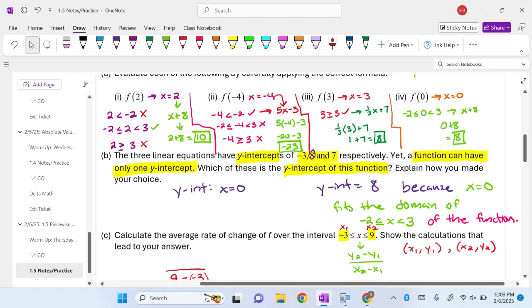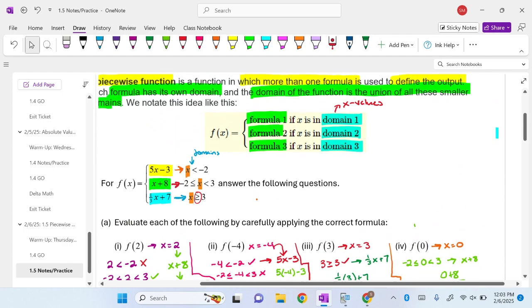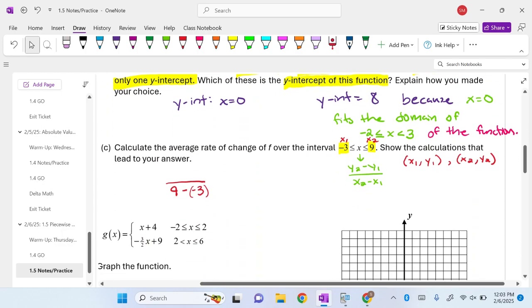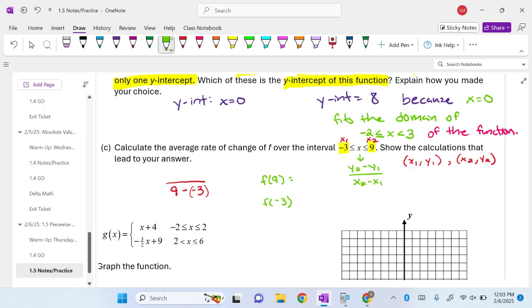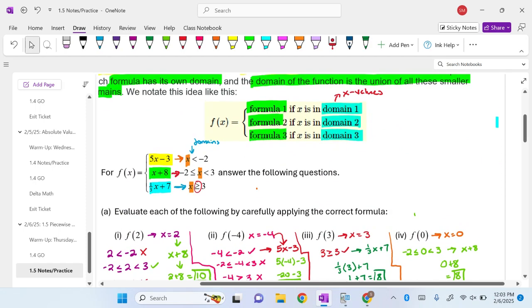So guys, wouldn't we just do what we've been doing? Figure out which domain it fits and evaluate. That would give us the y value. Exactly. So we would figure out what f of 9 is equal to and what f of -3 is equal to. So for f of 9, which equation am I plugging it into? Up top. So what domain does 9 fit into?